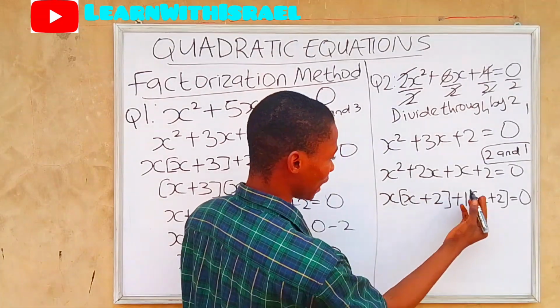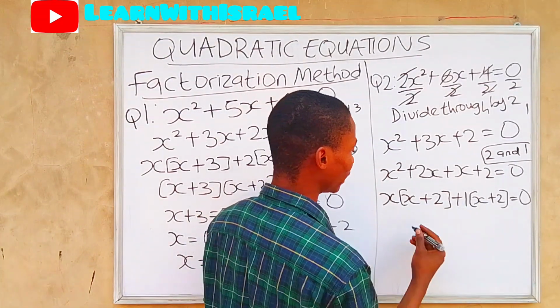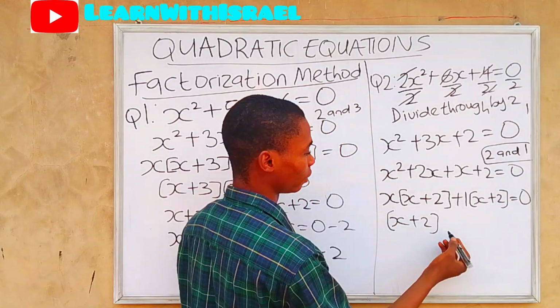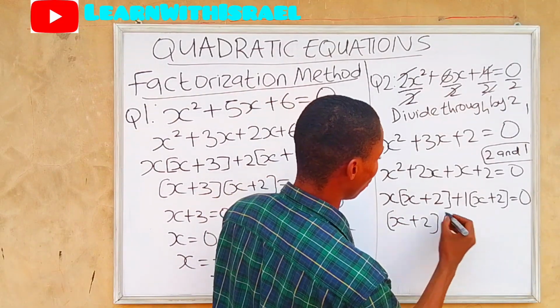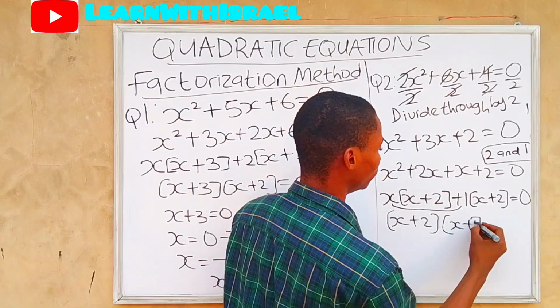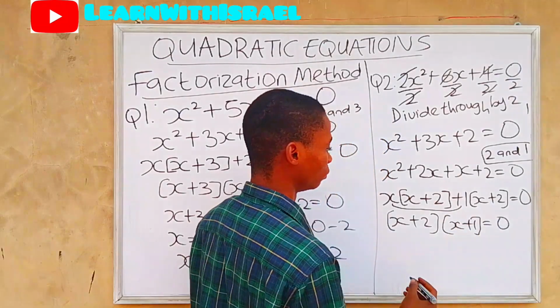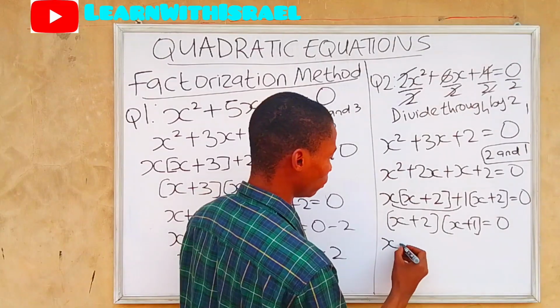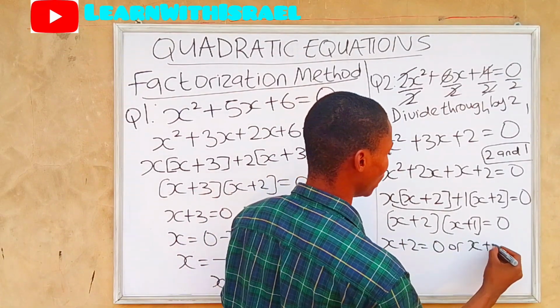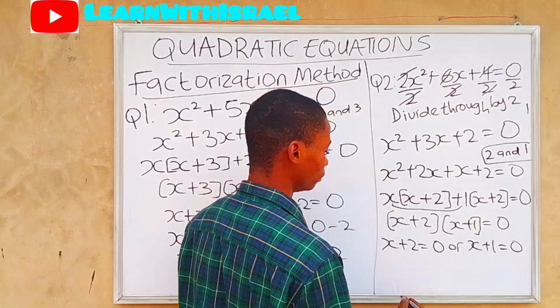So let's pick one of the values in the bracket. x plus 2, open bracket, close bracket, x plus 1. x plus 1 is equal to 0. So let's break it. x plus 2 equals 0 or x plus 1 equals 0.